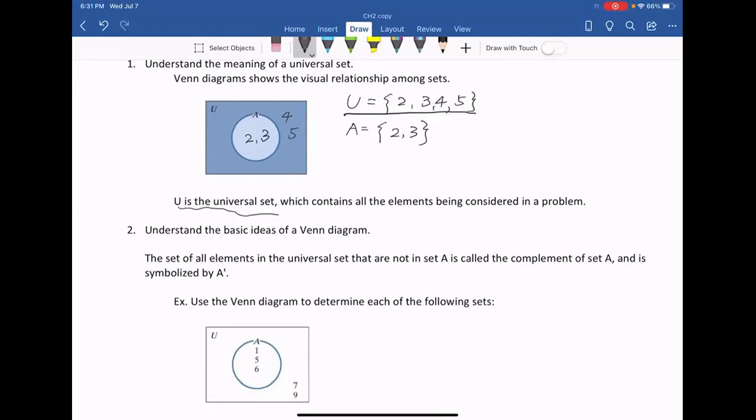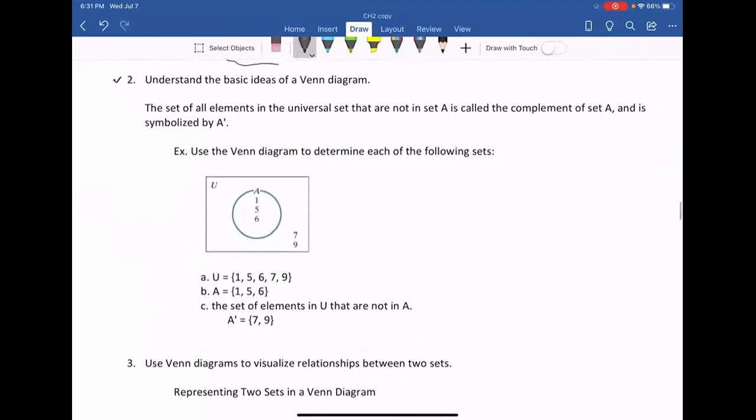Okay, let's continue to see number 2. Understand the basic ideas of Venn diagram. The set of all elements in the universal set that are not in set A is called the complement of set A, and is symbolized by the complement of A with this symbol.